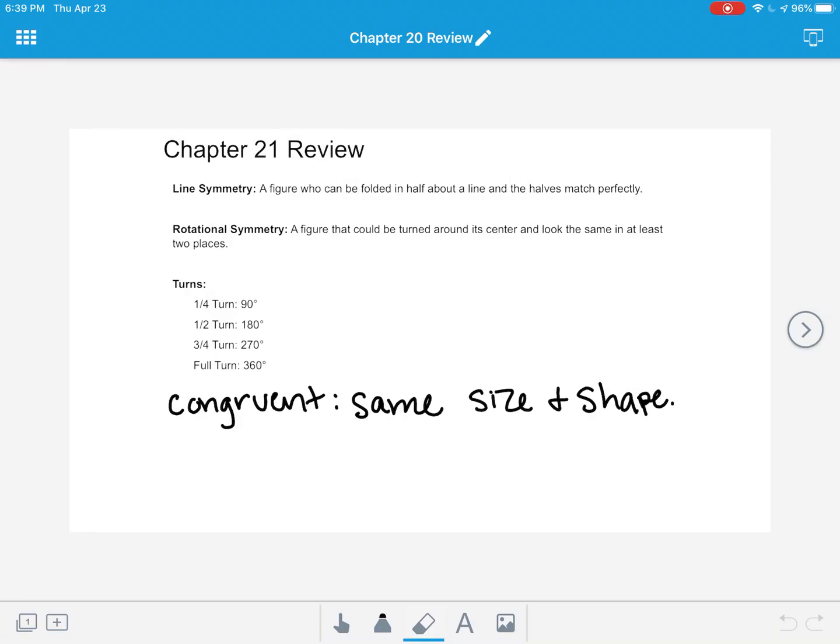Go ahead and take out your math book and label it with Chapter 21 Review. You don't need to write down this vocabulary. We're just going to review it together. So you can rest your pencil after you get your journal labeled.